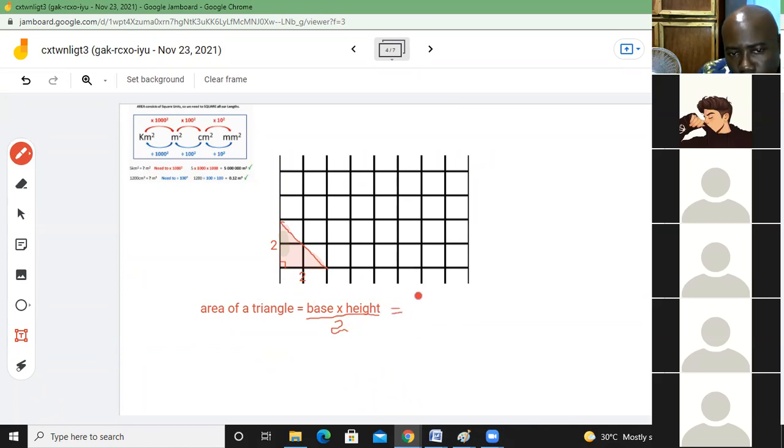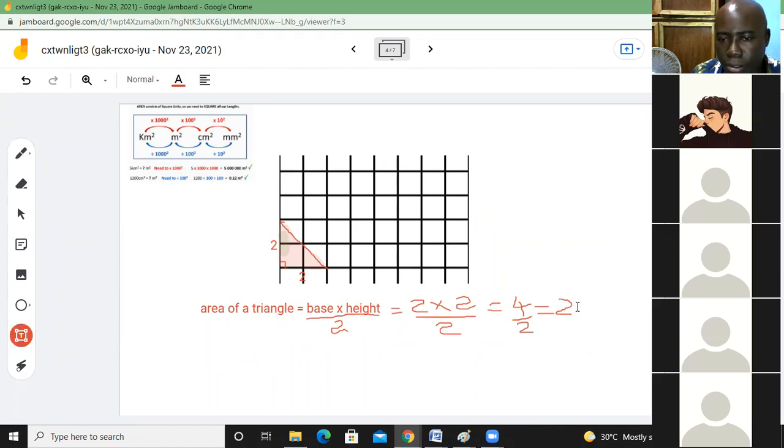The base is 2, and our height is 2 as well this time. And we're supposed to divide the answer by 2. So we end up getting 4 over 2, and that gives us 2. And I'm going to write square units. You know that is what the area of this red triangle is?